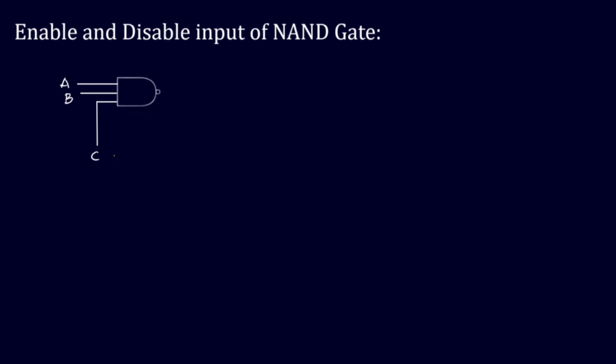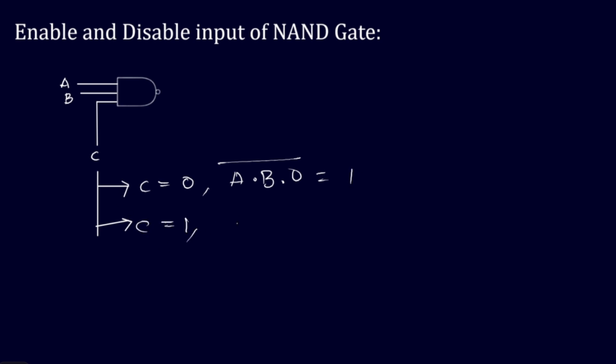So let us also learn about the enable and disable inputs of the NAND gate. So coming to enable and disable inputs of the NAND gate. You have A into B and C. Let us take C equal to 0. Then my equation will be (A into B into 0) whole bar. As we have learned, if any one of the inputs is 0, then my output will simply be 1. Now let us check if C is equal to 1, (A into B into 1) bar. So this will be (A into B) bar.